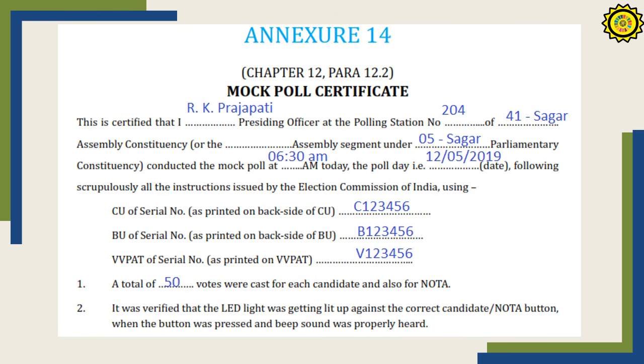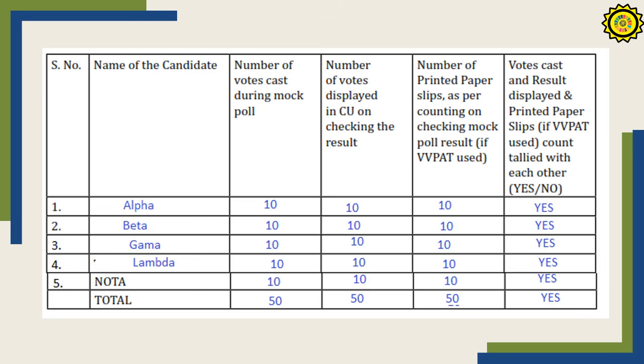As an example, we have taken the PO as Mr. R.K. Prajapati. Lok Sabha constituency is 05 Sagar and Assembly constituency is 41 Sagar. The name and number of polling station is 204 Women's Polytechnic College. A total of at least 50 votes should be polled in the mock poll. Here we have polled 10 votes each to all the 5 candidates including NOTA and matched the control unit result with VVPAT paper slip count. Both the data matched successfully and in the last column write yes.